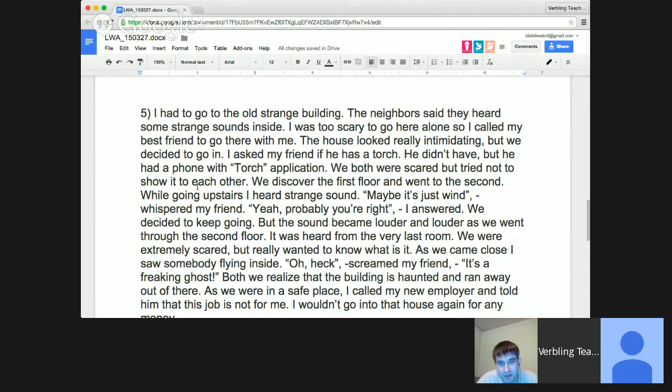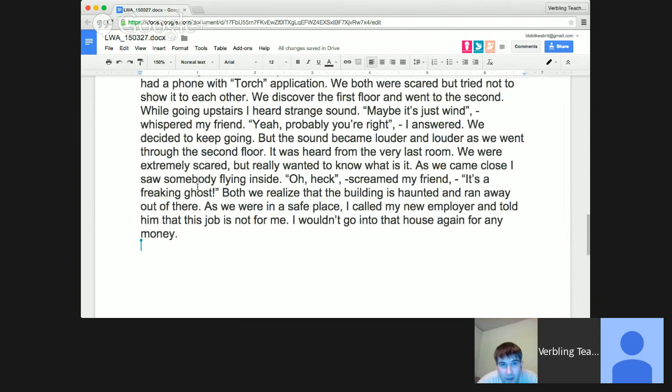We discovered the first floor and went to the second. While going upstairs, I heard a strange sound. "Maybe just wind," whispered my friend. "Yeah, probably you are right," I answered. We decided to keep going, but the sound became louder and louder as we went through the second floor. It was heard from the very last room.